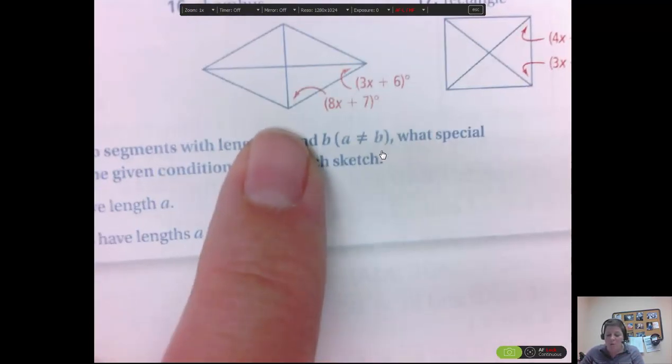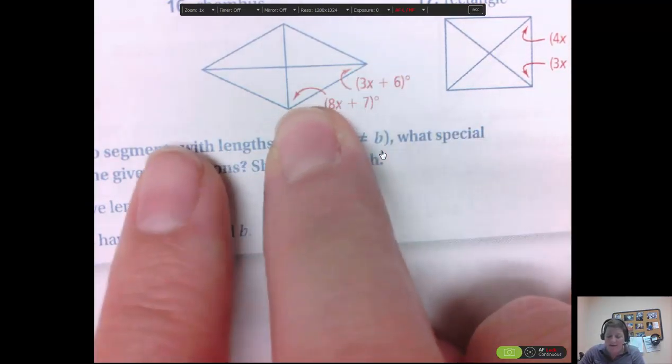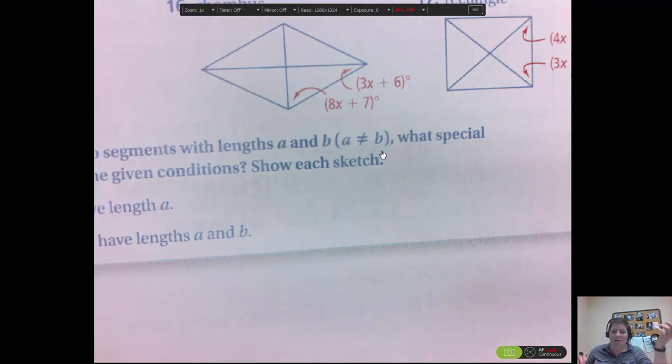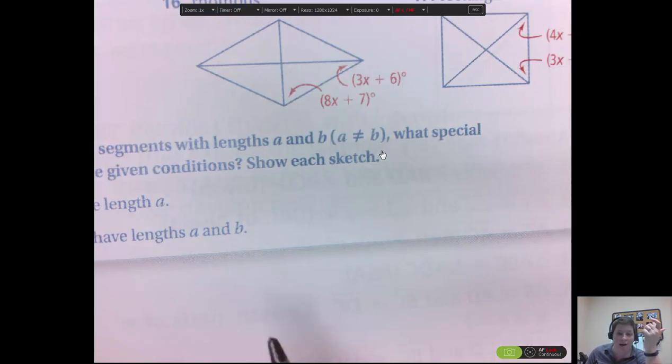Okay, what about this one, rhombus? What do we know about an angle from here to here? Well, what we do know is this one has to be 90 degrees that they did not give us. So this one plus 90 has to equal 180 degrees. And then you solve the equation from there.